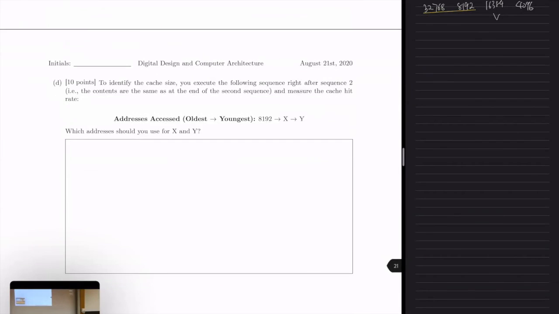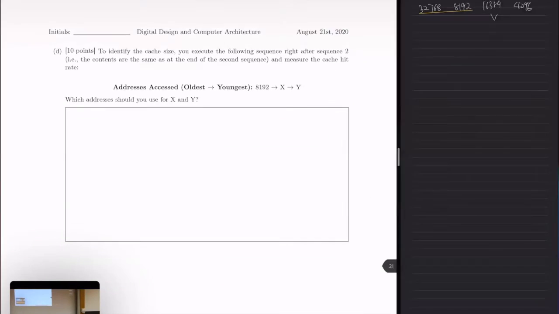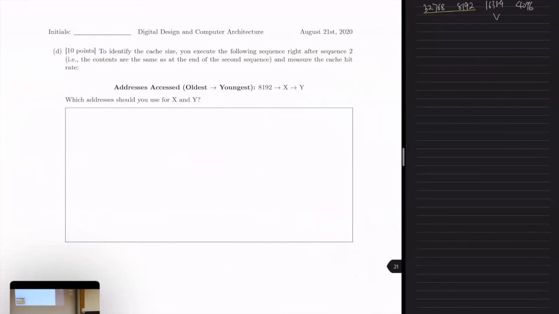So then for the next question, we want to reverse engineer the size of the cache. In order to do this, we design the following access sequence consisting of 3 addresses: first access 8K, and then X and Y. Our goal is to come up with the address values of X and Y such that after this sequence, we can know how many bytes there are in our cache.